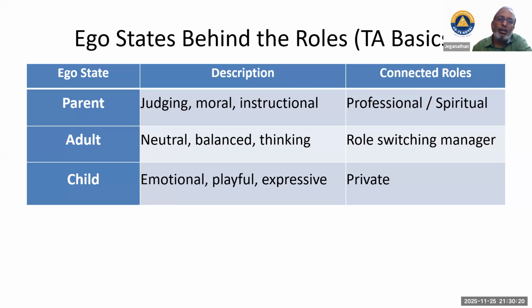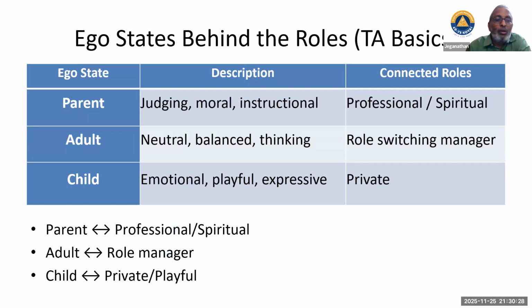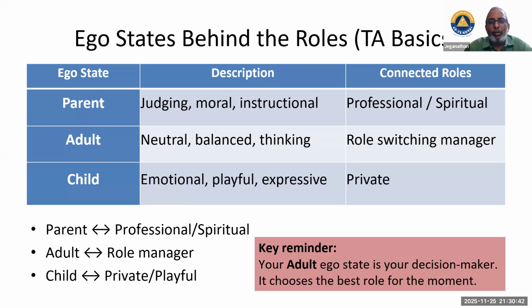The child ego state talks about the emotions and the playful and expressive nature of the person, which is the private. So in short, we can connect the parent ego state with the professional and the spiritual role, the adult with the role manager, deciding which role to take and which one to use in the current situation, and the child being the private and the playful.